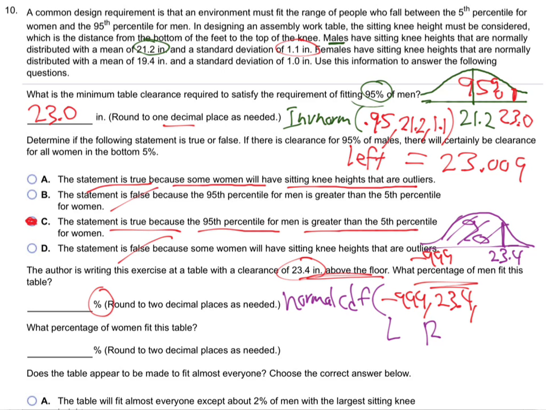And now what about the mean and the standard deviation? Well, this is for men. They said what percentage of men? So 21.2 and 1.1. Hit the buttons. What is it? 99.7? Is that right? 97.70. Thank you. So first it came out 0.9770. Is that what it is? Then you moved it. Okay.